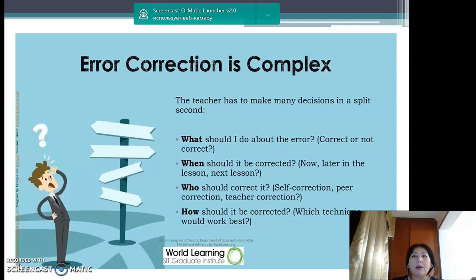Error correction is complex. The teacher has to make many decisions in a split second. What should I do about the error? Correct or not correct? When should it be corrected? Now? Later in the lesson? Next lesson? Who should correct it? Self-correction, peer correction, teacher correction? How should it be corrected? Which technique would work best?